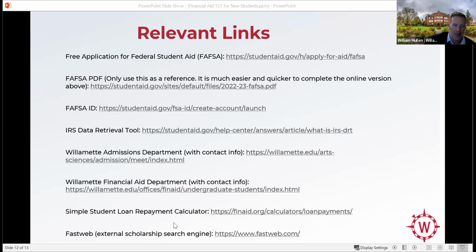Then there's some contact information here. The admissions department, here's the page. It has contact information, financial aid. I also put in a very simple student loan repayment calculator. It's from finaid.org. It's a nice website that helps you get an idea. There's all kinds of various contingencies on loans and such too, but at least this gives you an idea of what, if you were to take $10 or $15 or $20,000 in student loans, what that would cost per month. And then FastWeb is an external scholarship search engine to find private scholarships. So I included that here as well.